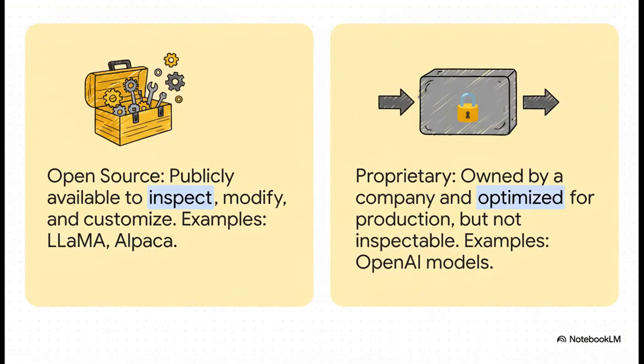So this right here is a fundamental business decision. Do you go with an open source model like Llama that gives you the freedom to look under the hood, modify it, and really customize it? Or do you opt for a proprietary model from a company like OpenAI? These are super polished, production ready, but they're also a black box. You can't see how they work inside, and you're typically paying a subscription or usage fee.